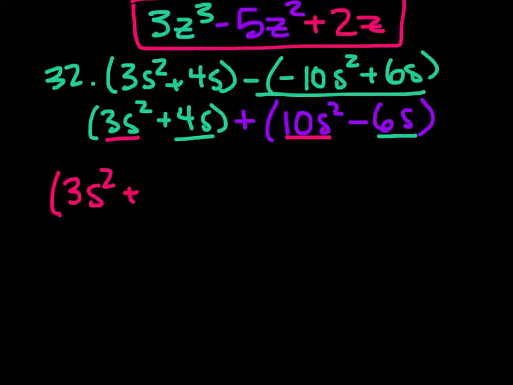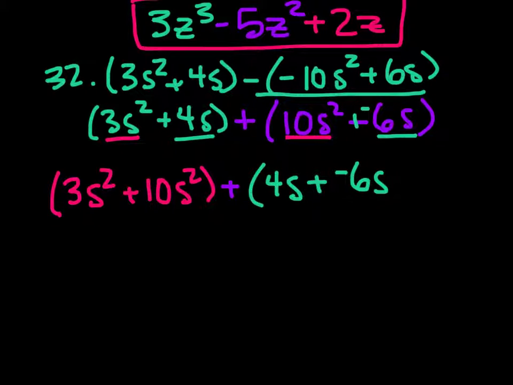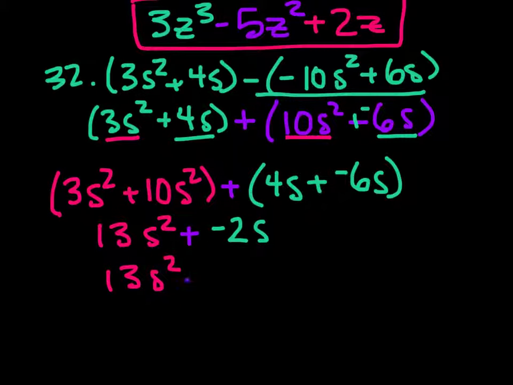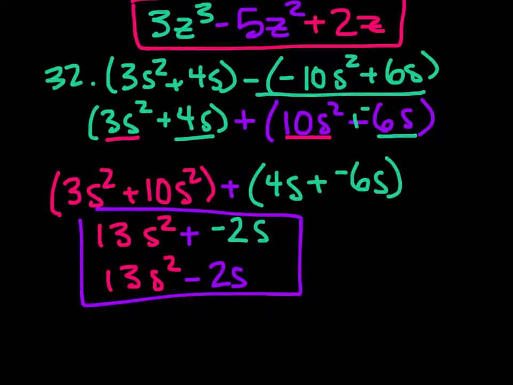3s squared plus 10s squared plus 4s plus a negative 6s, and I can rewrite that as plus a negative. Always rewrite those subtraction problems as plus a negative if you can. It makes it a little bit easier. So 3s squared plus 10s, we have 13s squared plus 4s plus a negative 6s, negative 2s. So it can be written like that, or it could be written as this, plus or minus 2s. Either one works. Both of those are final answer.